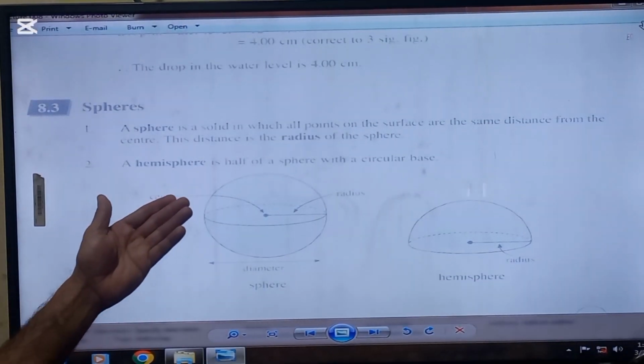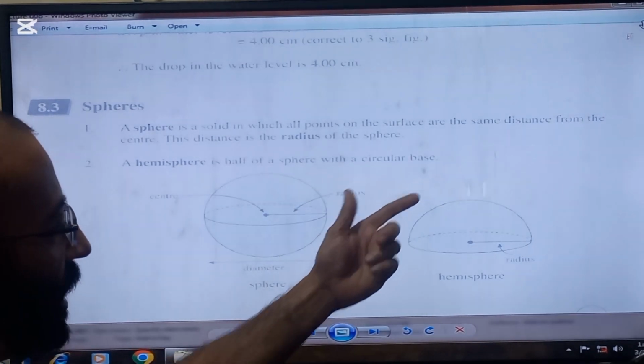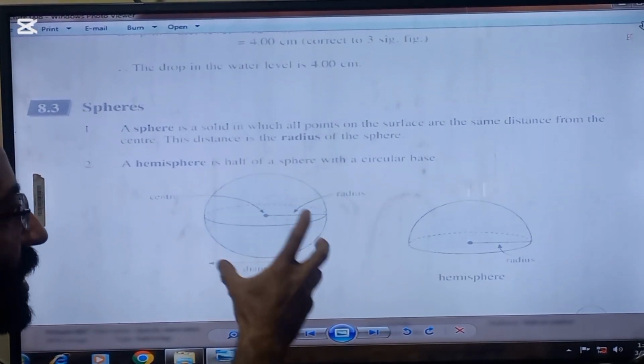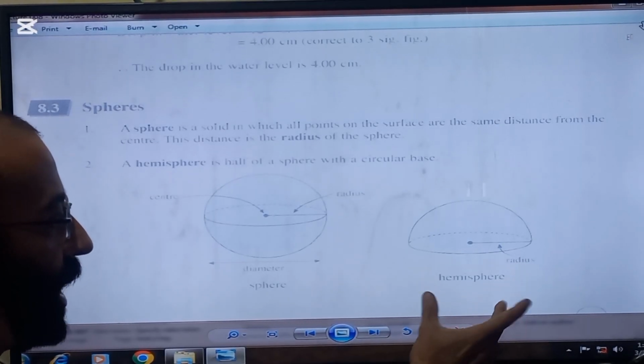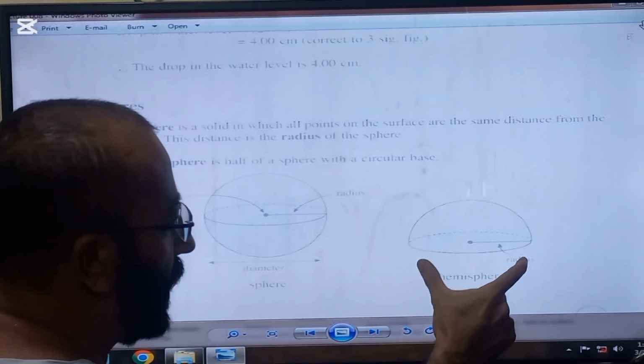Second point is a hemisphere is half of the sphere with a circular base. So when we cut exactly two halves of a sphere, the one half will be called a hemisphere with a circular base. Circle will be at the bottom.